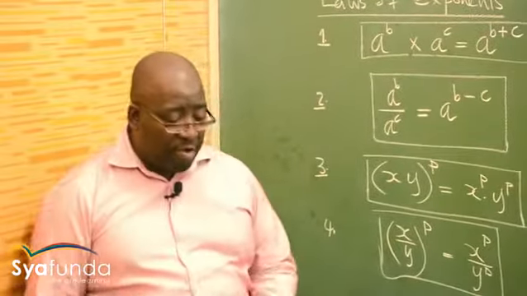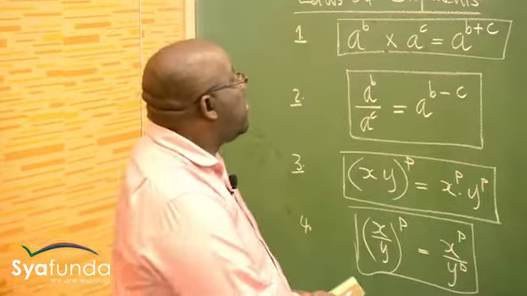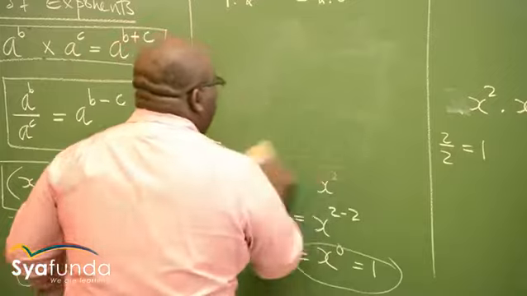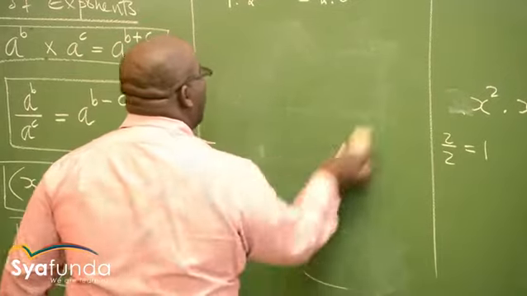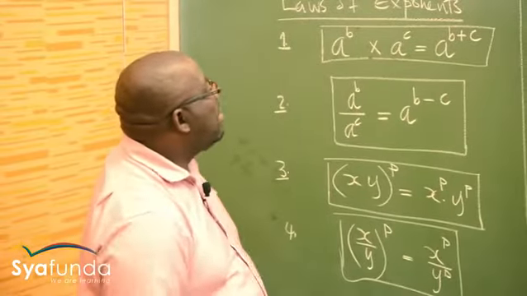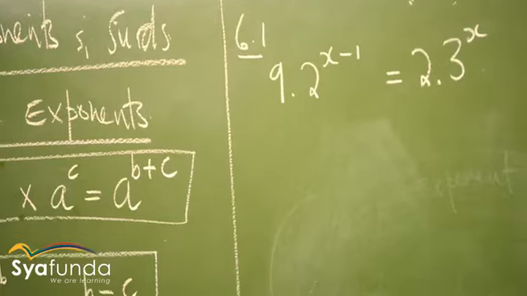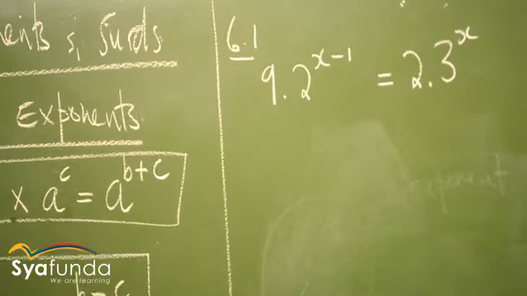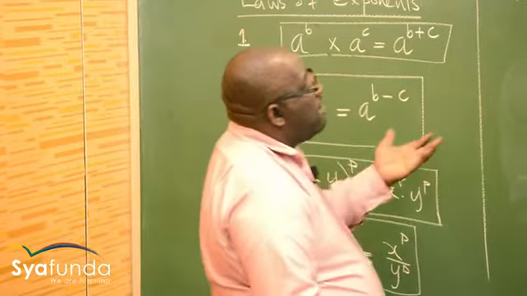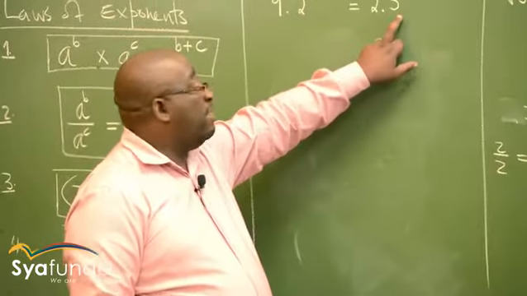I want us to look at a few problems on how we solve these in an exam setting. Let's look at the first one, the second one, then we move on. Right, what is it that we have there? We've got 9 times 2 raised to the power x minus 1 equals 2 times 3 to the power x. Look here, the base is 2 here, the base is 3 here.